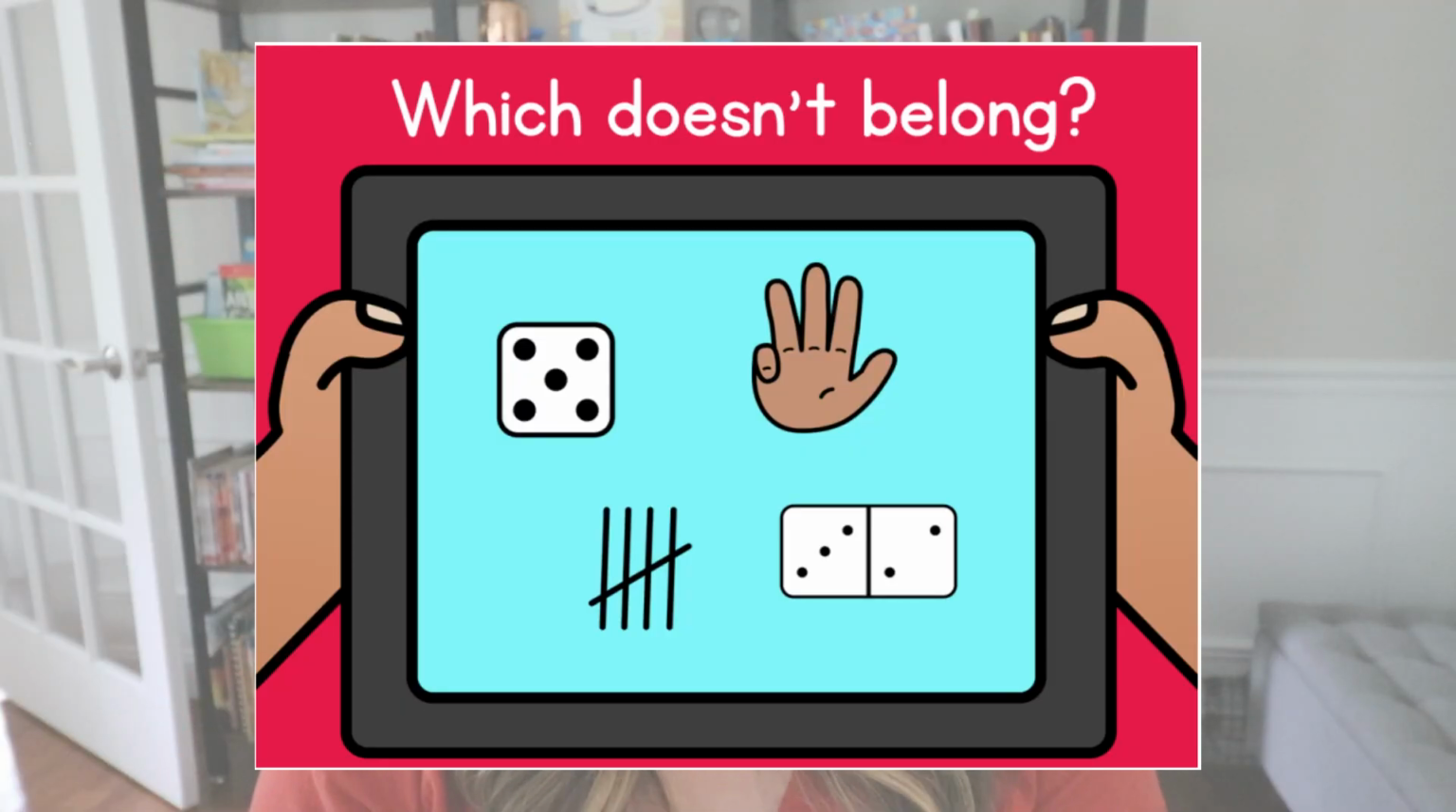Now there's a few different ways you can do this type of math talk. Here is another example, again with some numbers, but you can see that they're displayed in different ways. So we have a die showing the number 5, we have tally marks, we have a domino with 3 and 2, which equals 5, and then we have 4 fingers being held up. So there might be a few different reasons that your students give for a number that doesn't belong, but here they have to recognize numbers in a different way. They're not just listed like they were in that first one.